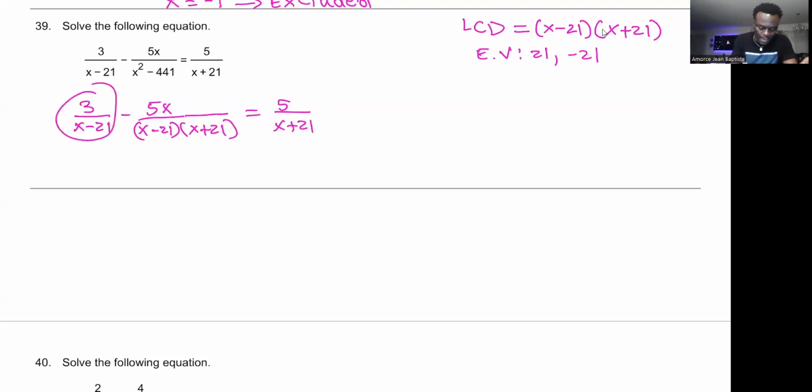So for the first fraction, x minus 21 will get canceled. Then we would have 3 times x plus 21 minus, both factors will be canceled because that's the LCD and that's the same expression here. So that would make me end up having only 5x left.